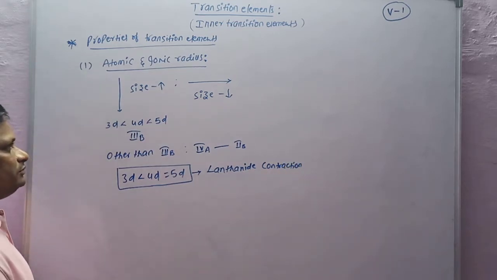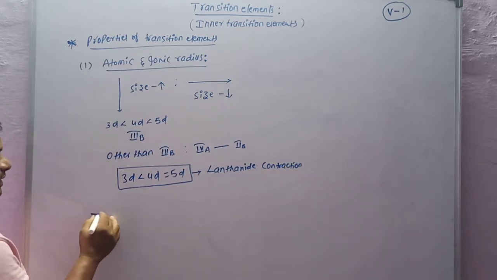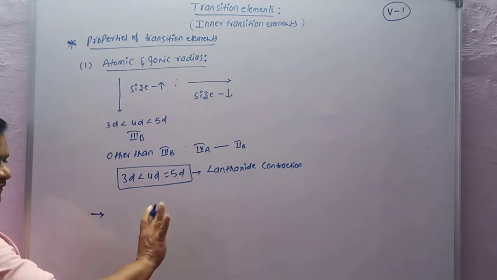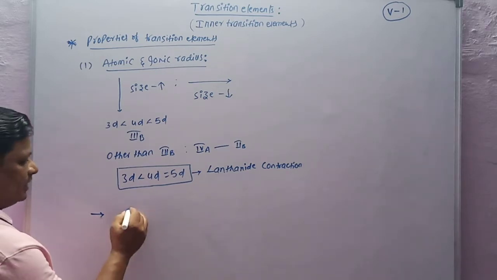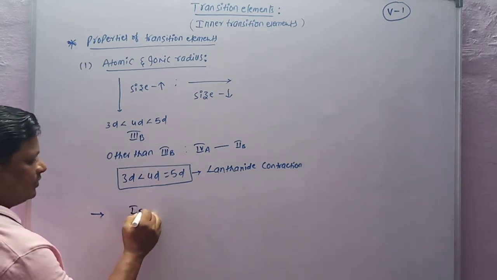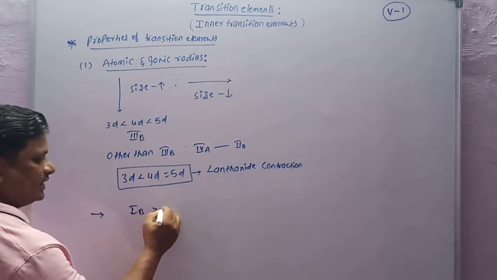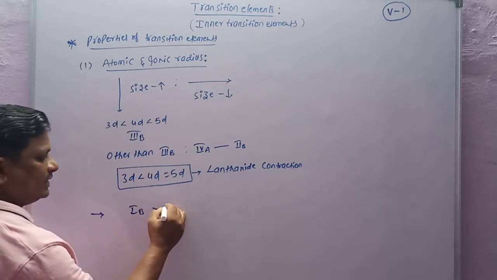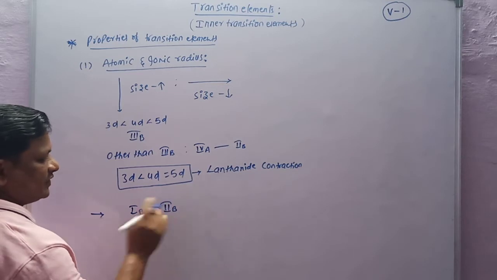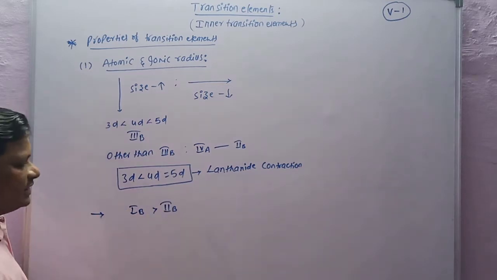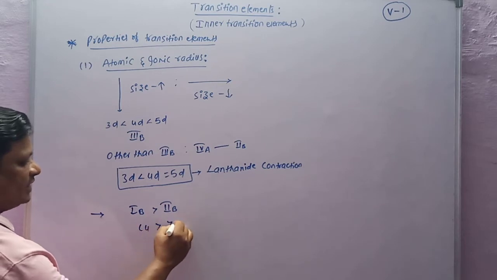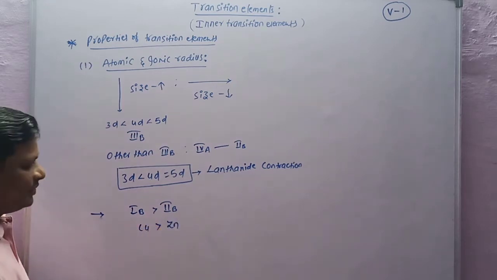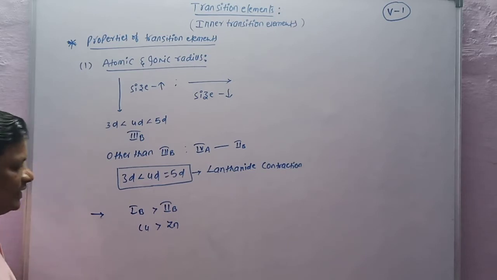Okay. Now actually, from left to right, size decreases. So, for example, first B group elements are greater than second B group elements. First B group element copper is greater than zinc.